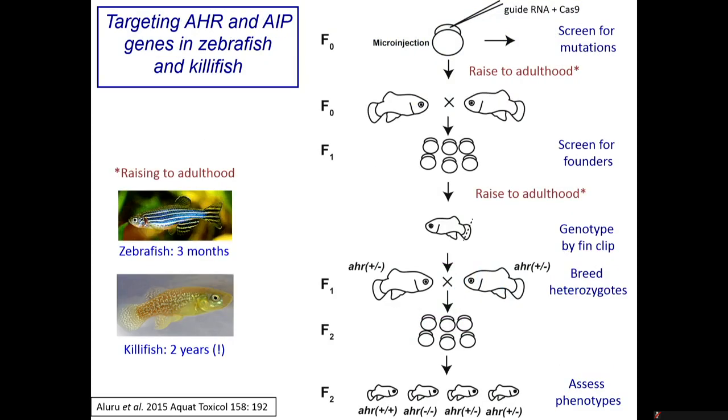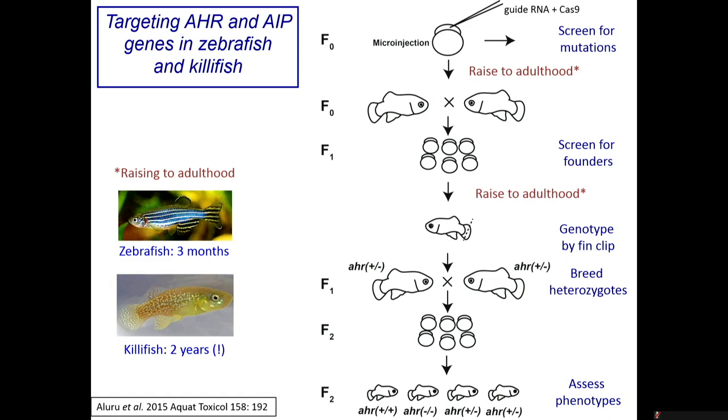All right, this is the process that we go through to try to use CRISPR to target these genes in fish, either killifish or zebrafish. We inject the guide RNA and Cas9 protein into single-celled embryos. After confirming that the guide RNA is effective, we raise these to adulthood so we can screen for founders. This takes 3 months to raise zebrafish to adulthood. It takes 2 years to raise killifish to adulthood.